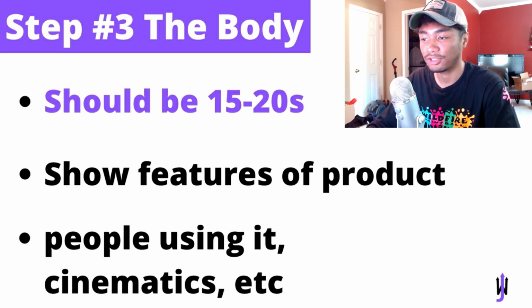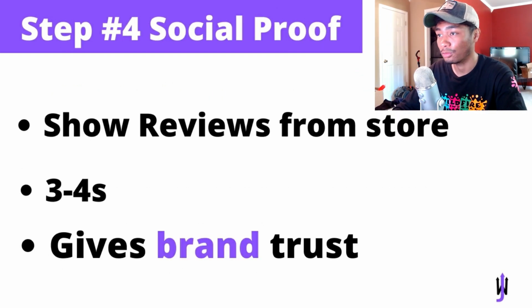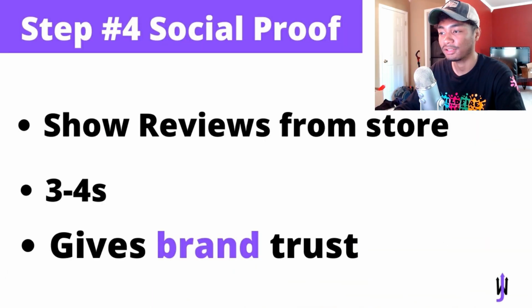And when you show these types of video clips, you're basically showing the customer what they're going to look like when they use the product, and how their problem is going to be solved. Then step number 4 is the social proof, which everyone should have in their creatives on their website. You can use reviews from your store, get the Ali Reviews app, and download reviews from AliExpress, and that should be anywhere from 3 to 4 seconds.